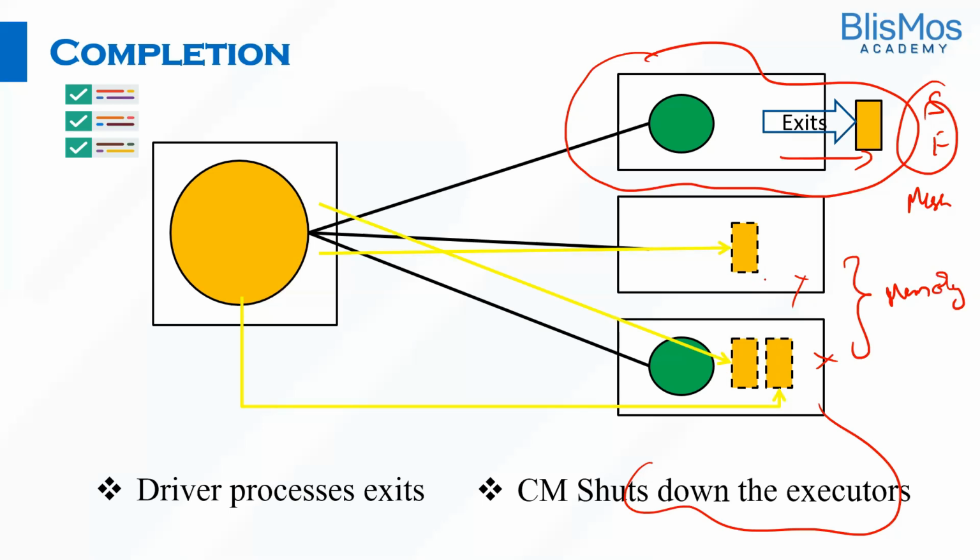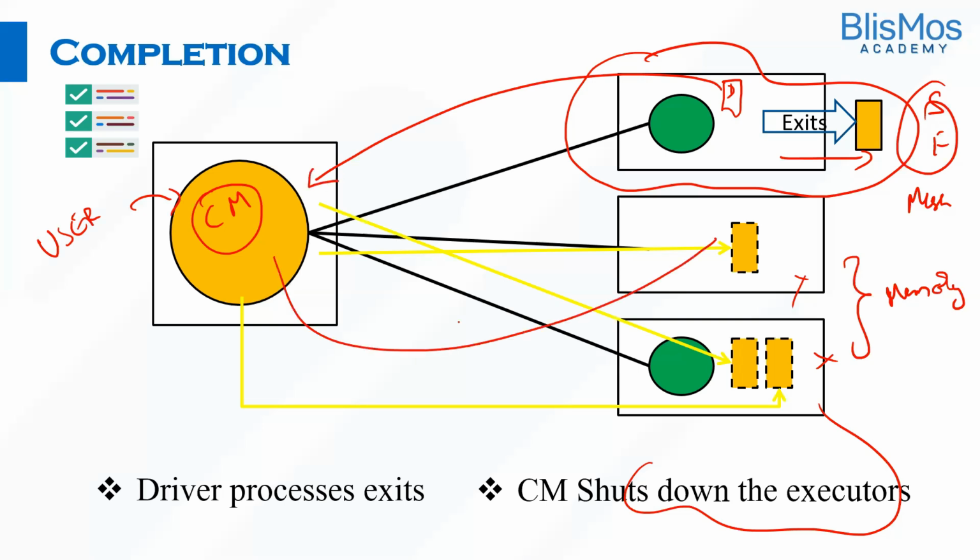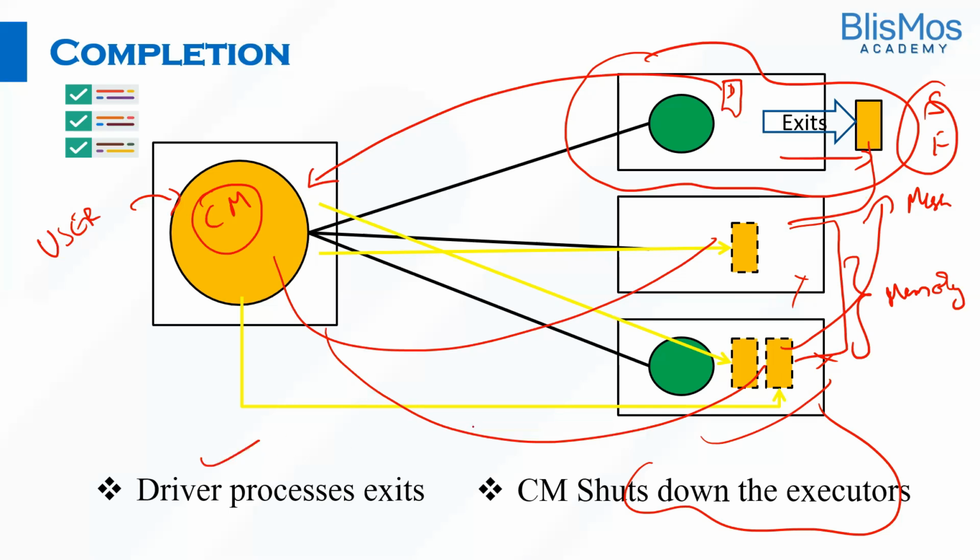Just to summarize what we discussed, the user submits the code to the cluster manager. The cluster manager allocates the driver process. The driver process in turn communicates with the cluster manager. The cluster manager allocates the executors. After that, the driver process will schedule the tasks to the executors. Executors will start executing, process the data, and send the results to the driver process. After the processing is done, the driver process exits and the cluster manager shuts down the executors.